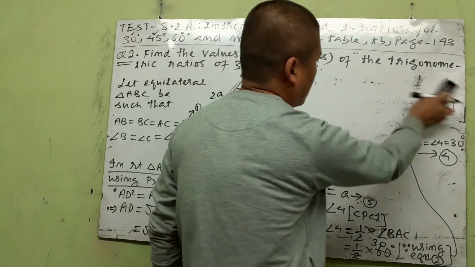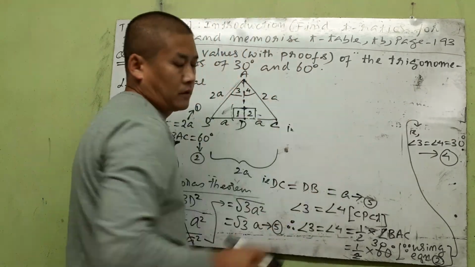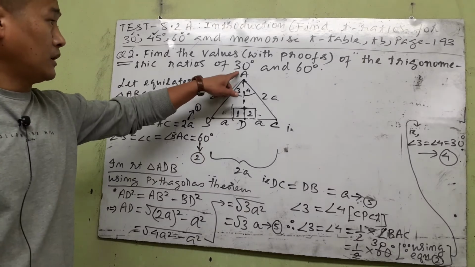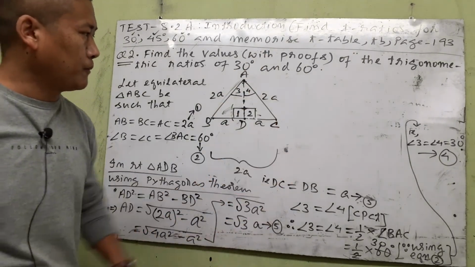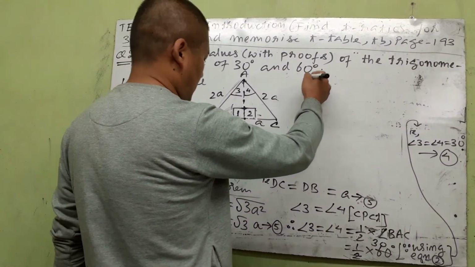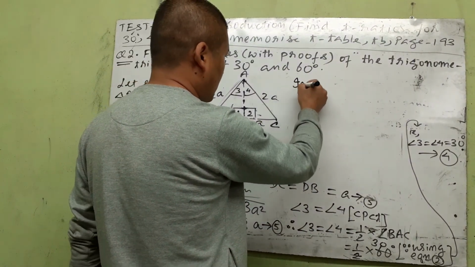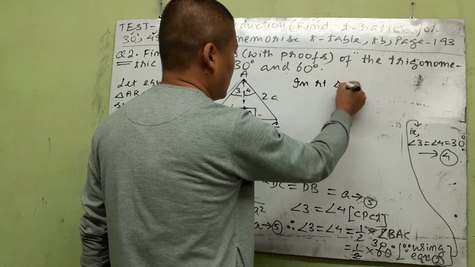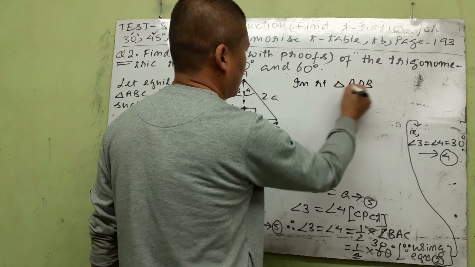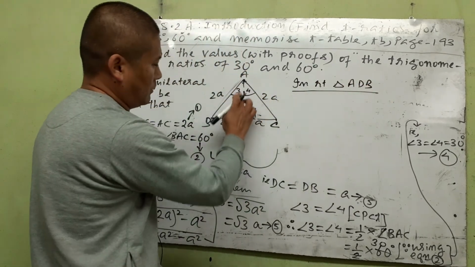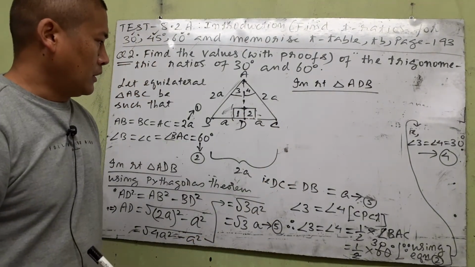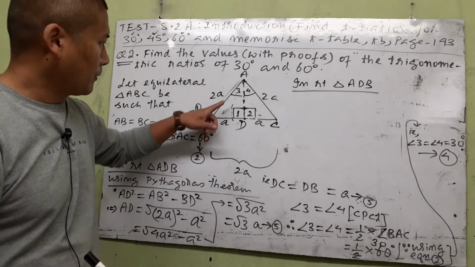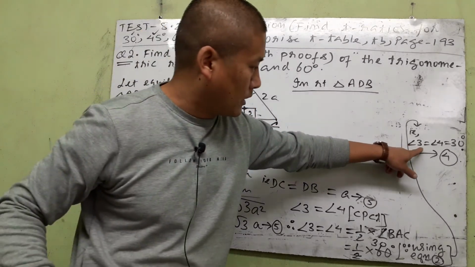So here, now let us find the trigonometric ratios for 30 and 60. We can start with 30 if you want. So let us go to right triangle ADB. You can take ADB or ADC, up to you. In this triangle, this is the 30 degree here. Angle 3 is the 30 degree inside that one, this one.